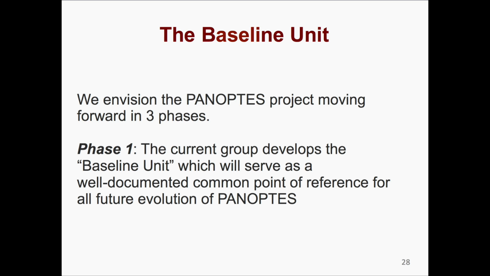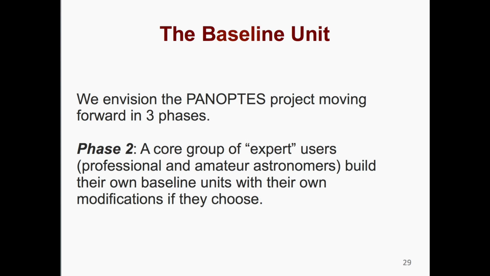And so what happens after that? How do we build this community? So that's phase 1, which I talk about on slide 28. If you look at slide 29, phase 2 is really, once that baseline is done and described, what we're hoping to do is recruit a sort of core group of users, mostly professional and amateur astronomers is what we expect, to basically build their own versions of the baseline unit and try it out, figure out what did we do wrong, how can we improve this, and get a community discussion going about the baseline unit and how it works and how it should evolve.